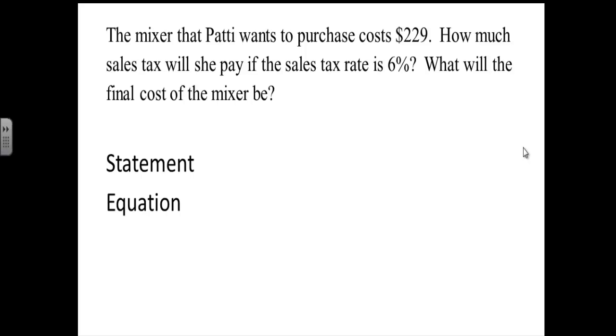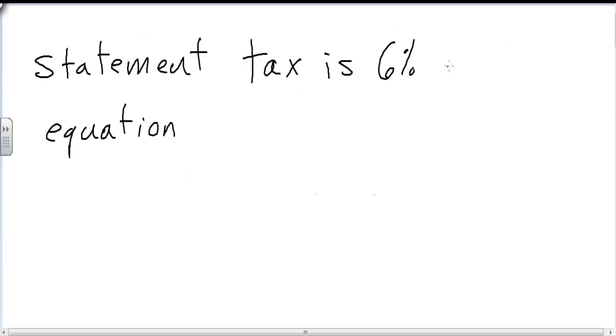For a question like this involving tax, I need to understand how tax is figured out. Tax is always based off the total amount of a purchase. It's always the tax rate times that amount. So I'm going to use that to set up an equation from the statement that I am given. We say tax is 6% of $229. Using that statement, I can make an equation.